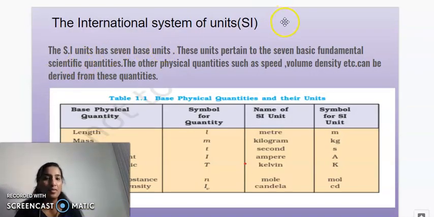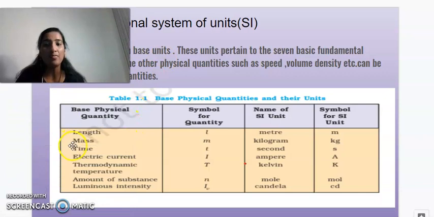The International System of Units, or SI unit, has 7 base units. And these units pertain to 7 basic fundamental scientific quantities. And which are the 7 basic fundamental quantities?